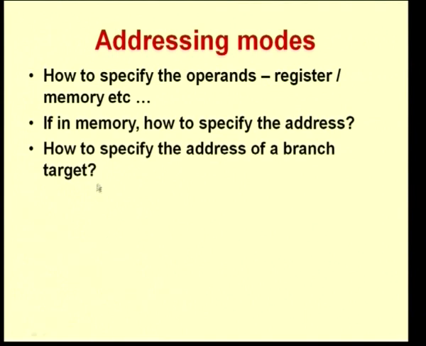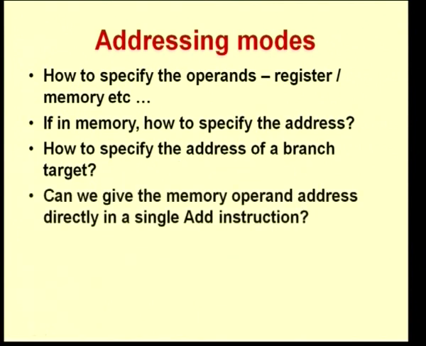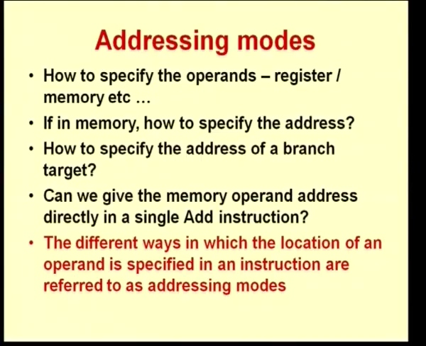And then of course, we have seen that we use branches and you have to specify the target of a branch. So, how do you specify the address of a branch target? This is another aspect of understanding addressing modes. Next thing that we need to look at is, can we give the memory operand address directly in a single add instruction? We have so far assumed that it can be given. Is that okay, or do we need to specify it in some other manner? So, the different ways in which the location of an operand is specified in an instruction are referred to as addressing modes.